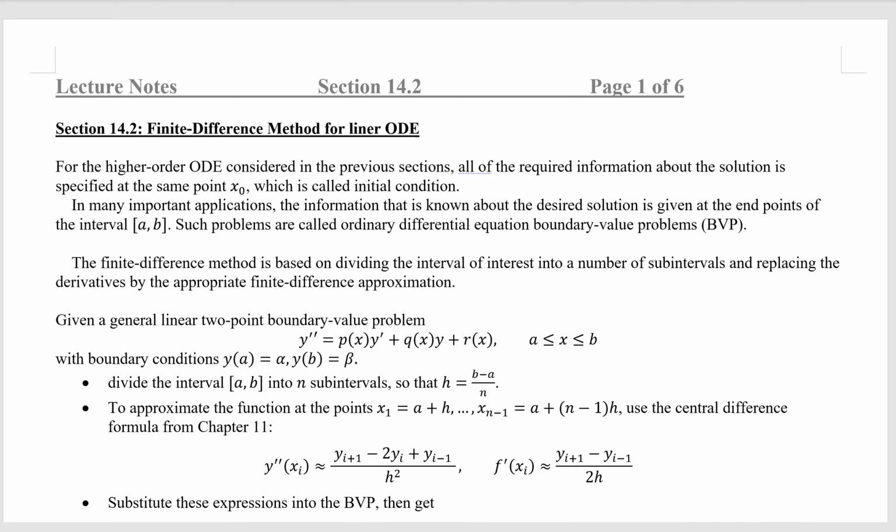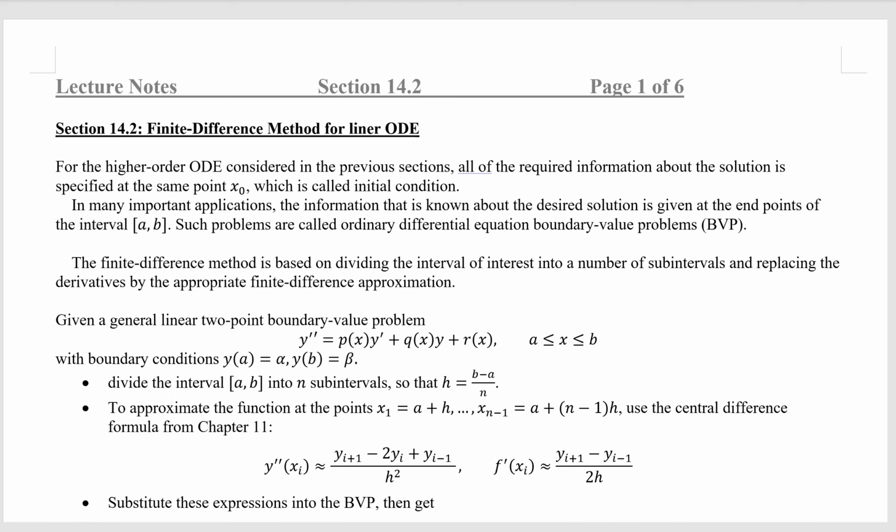Hi everyone! Today let's talk about session 14.2, Finite-difference methods for linear ODEs. So for the higher order ODEs considered in the previous sessions, all the required information about the solutions is specified at the same point x0, right? Which is called the initial conditions.